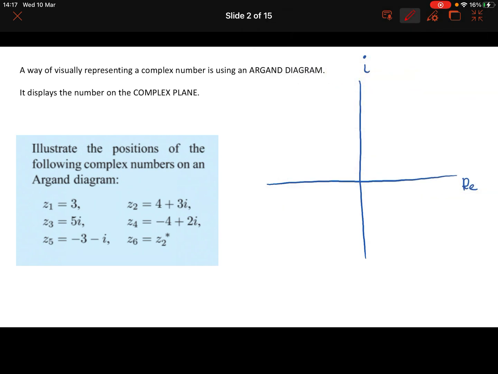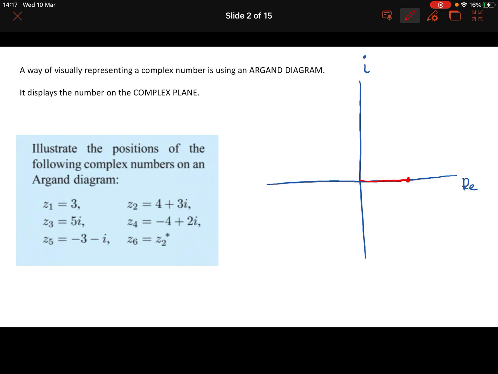And you can just draw in lines to show where these are. So you remember all numbers are actually complex numbers, because all the real numbers are just numbers with imaginary part 0. So 3 is a complex number, and it has 3 as its real part. So let's just say 3 is there, and it doesn't have any imaginary part. It's just a straight line over here.